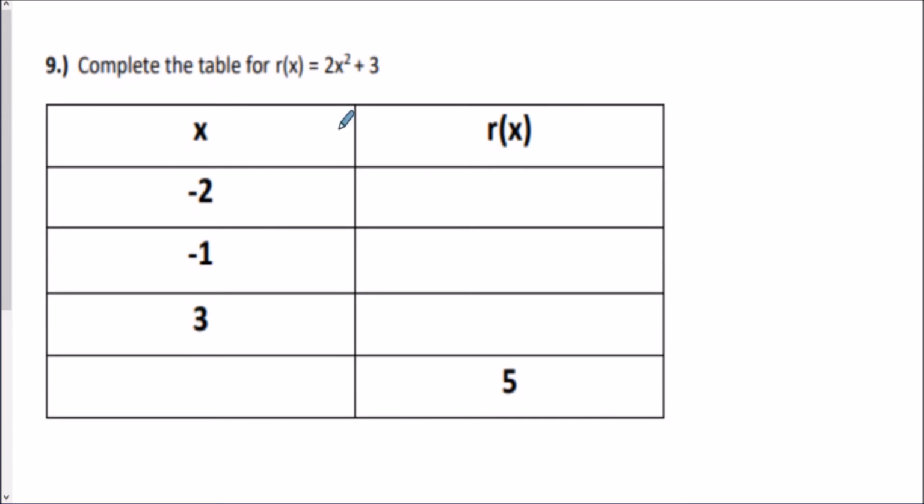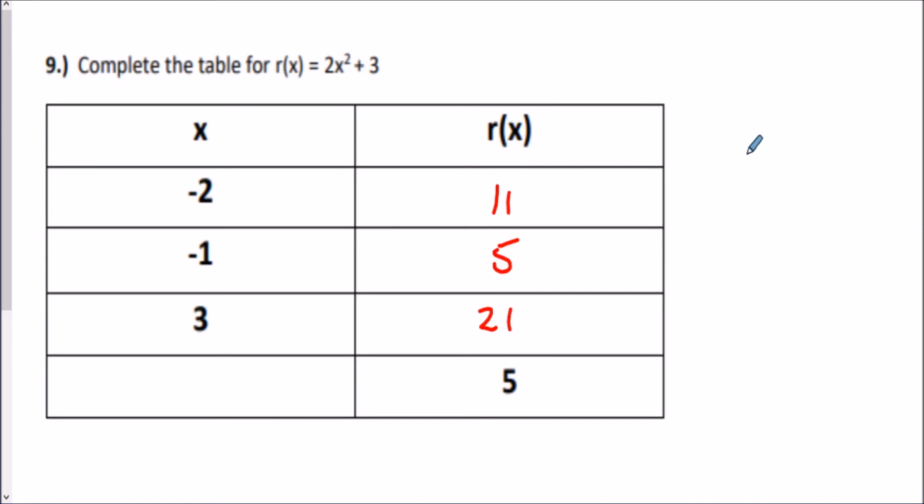Completing the table is literally just plugging in the values. So if I plug in negative 2, squared is 4 times 2, which is 8, plus 3, which is 11. Negative 1, if I square it, is 1 times 2, which is 2, plus 3, that's 5. If I plug in a 3 and I square it, I get 9 times 2 is 18, plus 3, 21. This last one, I'm not going to plug in 5 because that's not an x value, it's an r of x value.